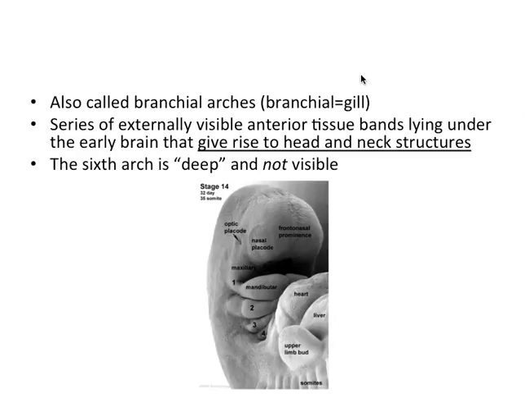So they're defined as a series of externally visible anterior tissue bands lying under the early brain that give rise to head and neck structures. So it makes sense they're anterior, right? The posterior side of the embryo is facing away from us. They lie under the early brain, and they're located in a position that makes sense that they'd be giving rise eventually to what will be the head and neck.